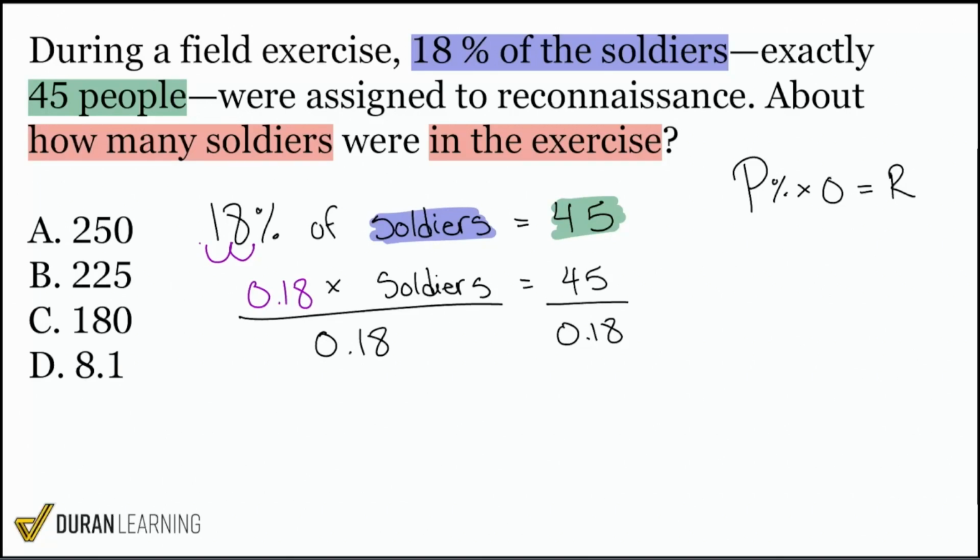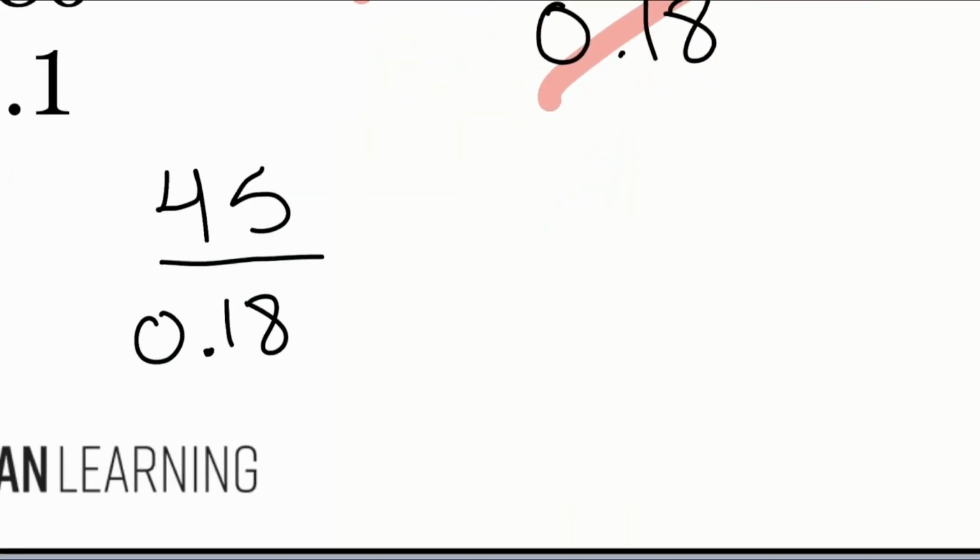And once we do that, we cancel out on the left and we see that our final answer will be 45 divided by 0.18. This doesn't seem like a lot of fun, right? Dividing by decimals. But all we have to do is not divide by a decimal. So we'll take that decimal place, move it once, twice to the right, and we'll do the same thing up top. Once, twice to the right.